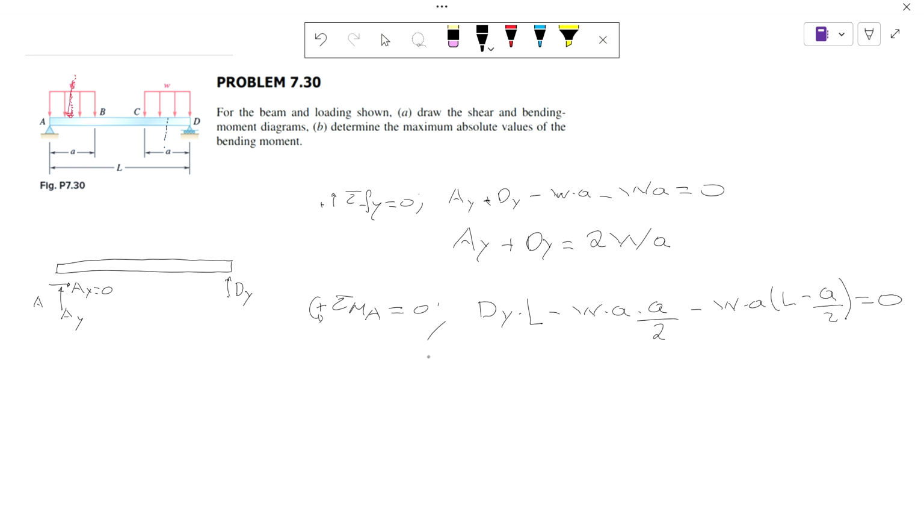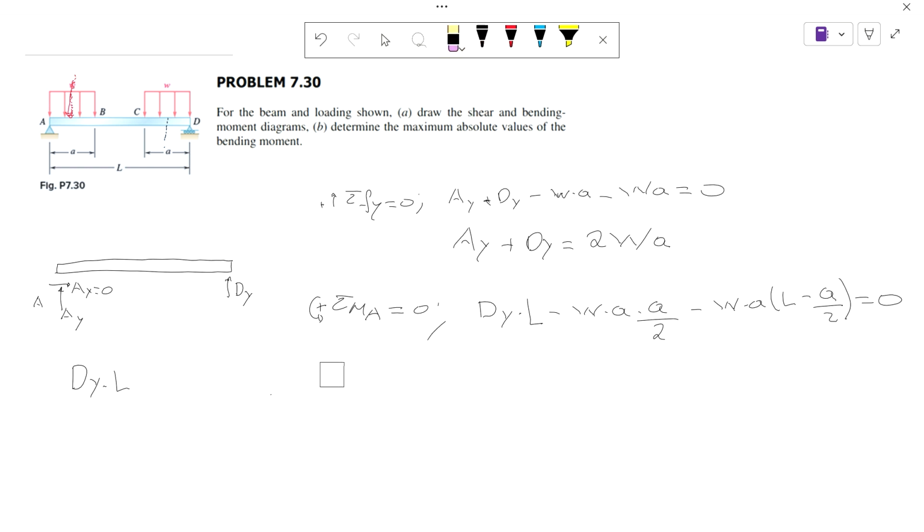Okay, so in that case, what we need to do is solve for Dy. So let's do this: Dy times L is equal to WA squared over 2 plus WAL. This is plus. Am I getting confused? I don't want to confuse anybody.